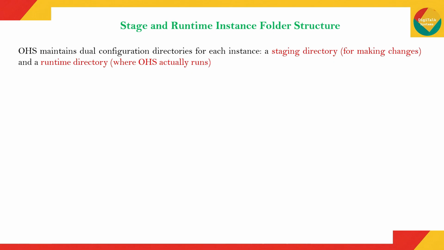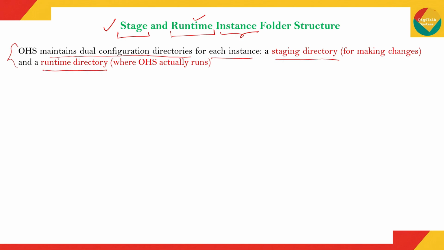Now, one of the major changes in the open source Apache and the OHS web server, specifically in terms of the configuration, when you need to update any of the configuration in the OHS, we have two different directories. One is called the staging and the second is called the runtime instance. That means your OHS creates two instances, one is the staging instance and the second is the runtime instance, and you will have different folders for those. That means OHS maintains dual configuration directories for each instance, a staging directory and a runtime directory.